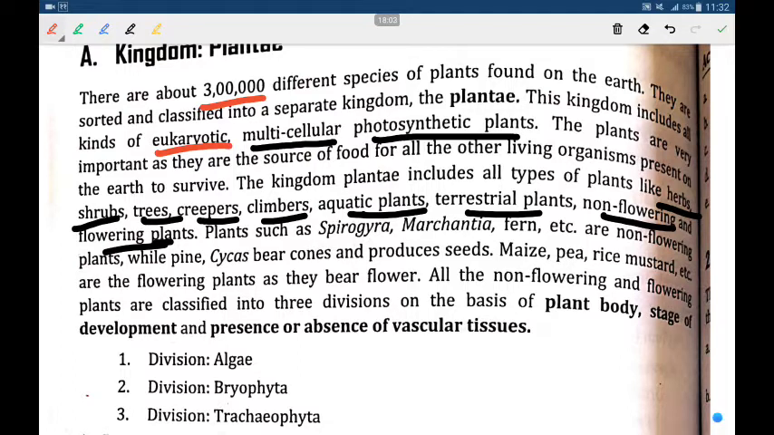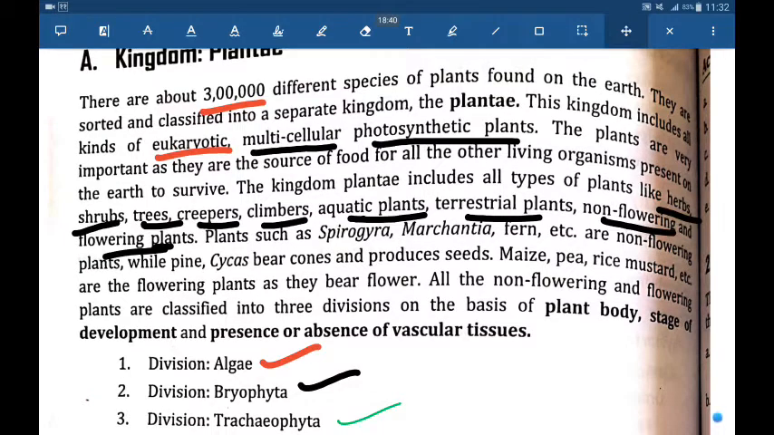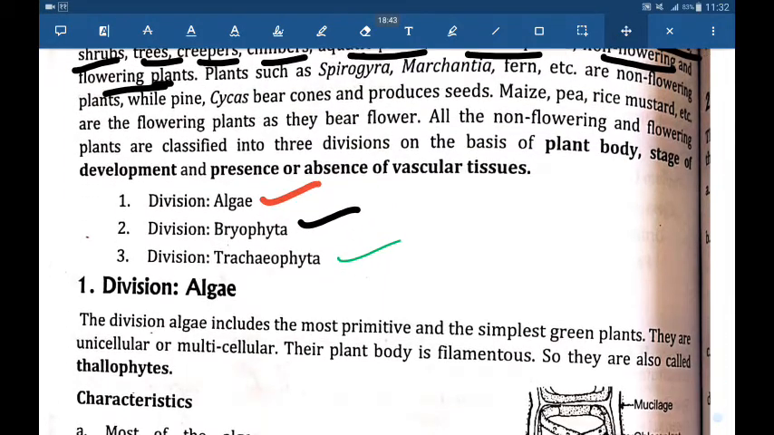Maybe climbing, very strong, very weak, in water, on land. Some possess flowers, some do not possess flowers. And this plant kingdom is categorized into 3 divisions. What are they? Algae, Bryophyta, and Tracheophyta. Plants are kept in 3 main groups. What are they? Algae, Bryophyta, and Tracheophyta.